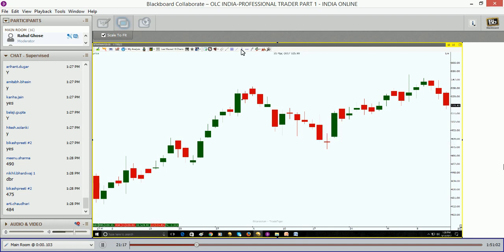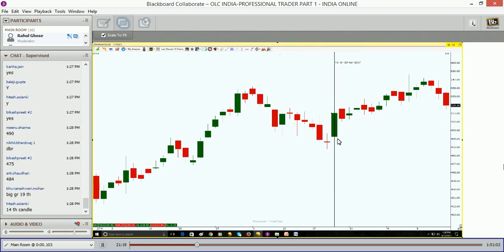Okay, so would all of you agree I have an explosive move over here? Yes, this becomes my leg in base or my leg out. This candle is my leg in. Would all of you agree this is an exciting candle? This becomes my leg out.